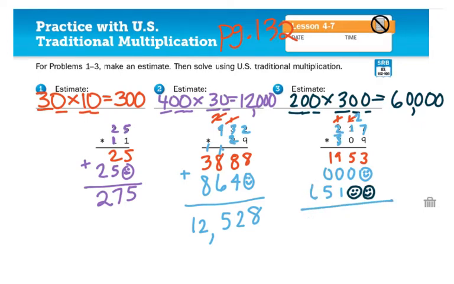Let's go ahead and add all those up. 3 plus 0 plus 0 is 3. 5 plus 0 plus 0 is 5. 9 plus 1 is 10. Carry your 1. 1 plus 1 is 2. Plus 5 is 7. Bring your 6 down. 67,053. And that's close to our estimate.